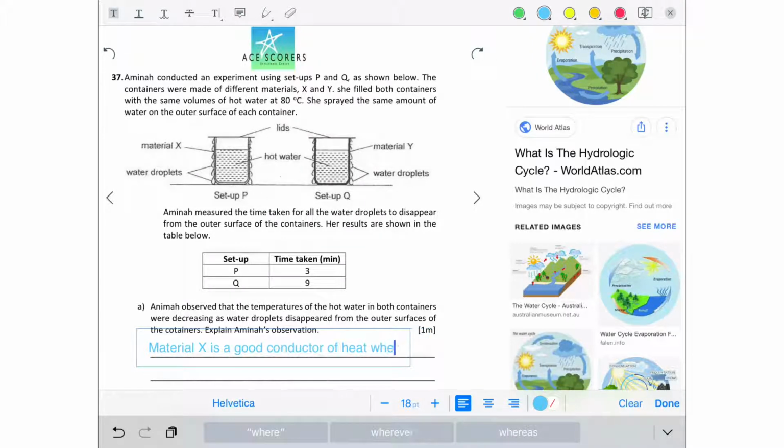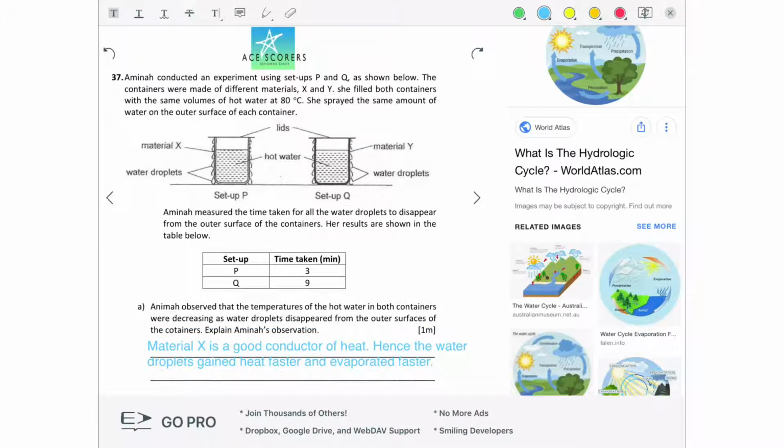Explain. Okay, so here we have to explain her observation. So we know that X is a good conductor of heat, and hence what? It could gain heat. Yeah, hence the water droplets gain heat faster and evaporated faster. Right? So it gained more heat and evaporated faster.